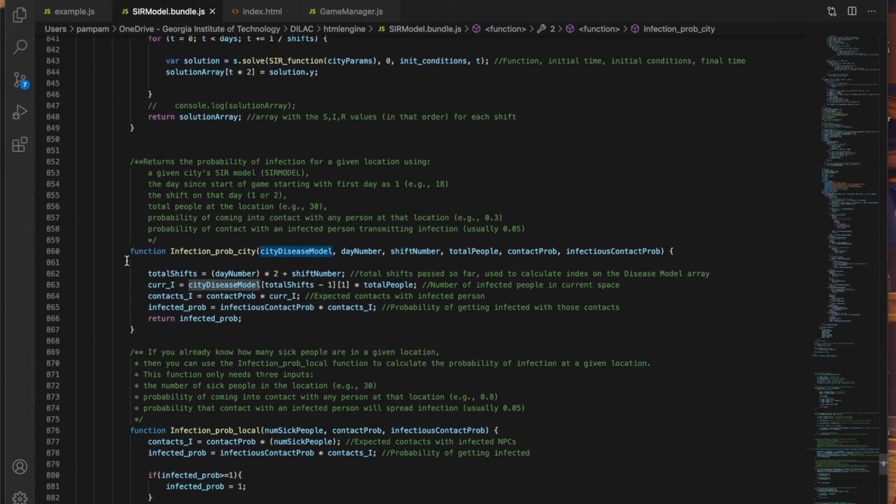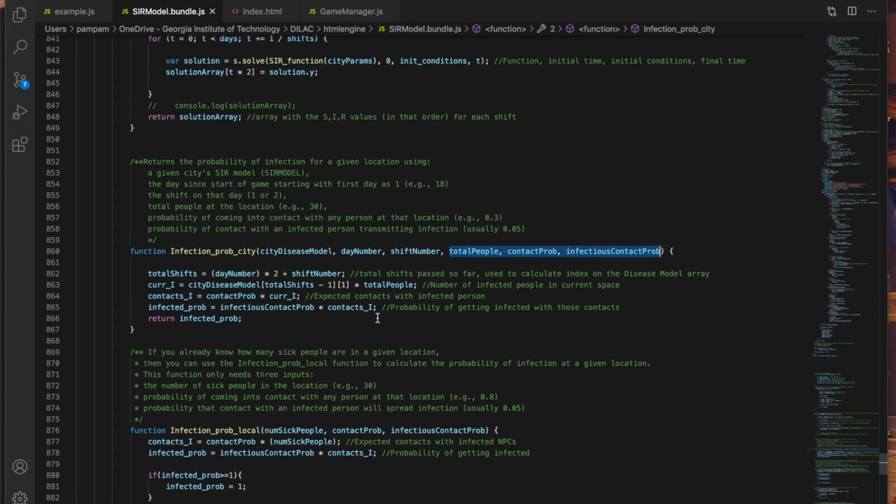The next two functions are perhaps the most important functions. From lines 860 to 867, you have a function called infection prob city, which calculates the probability of getting infected given a city's disease model, or the SIR array calculated above, the given day, the given shift on the day, the total number of people there with that person, the probability of coming in contact with an infected person, and the probability that that contact is infectious and transmits the disease. Now, the latter three variables are what you can really play with in your game and simulation.